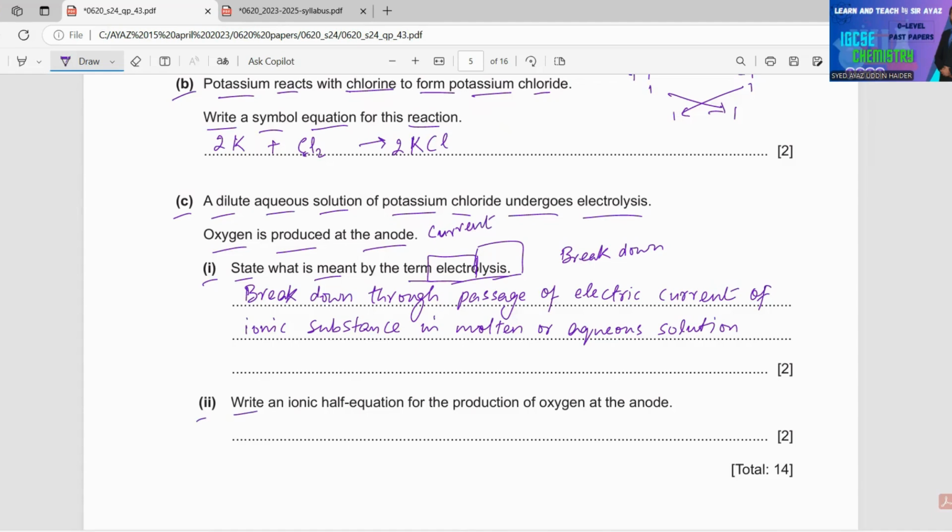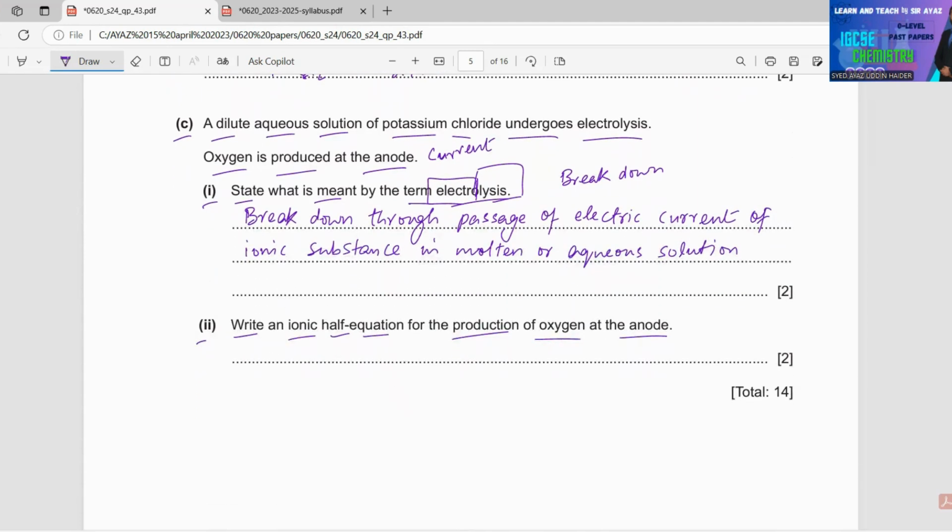Number 2, write an ionic half equation for the production of oxygen at the anode. We will start with the hydroxide ion, OH negative ion, aqueous. The products obtained are oxygen, and not only oxygen, water is also produced. Now let's balance the equation. It's balanced now. I'm writing the state symbols. Oxygen is a gas, water is in the liquid state. Now this is fine.